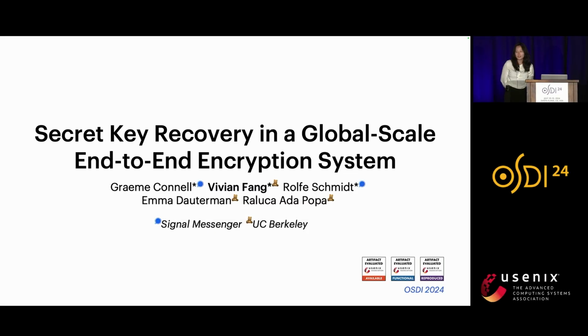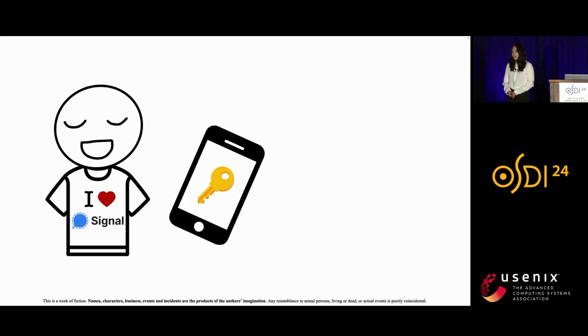Today, I'm going to be talking to you about secret key recovery in a global scale end-to-end encryption system. And this is joint work with the lovely people at Signal Messenger, Graeme and Rolfe, and also with Emma and Raluca at UC Berkeley. So first, I'll begin by telling you a story about Bob here.